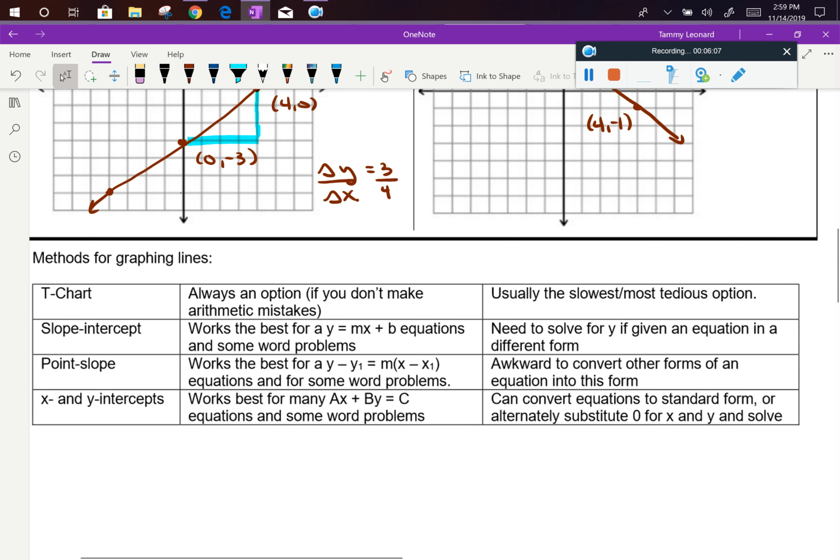Down below, we just see a quick summary of all the different ways that we've learned how to graph. The T-chart is sort of our least preferred method for graphing. It's what we use if we just don't remember anything else to do. When we're in slope-intercept form, we can use the slope and the y-intercept to graph. So we're typically going to use that when we have an equation that gives us the slope and the y-intercept. If I'm in some other form of the equation, I can always solve for y to get it into this form and then graph from there.